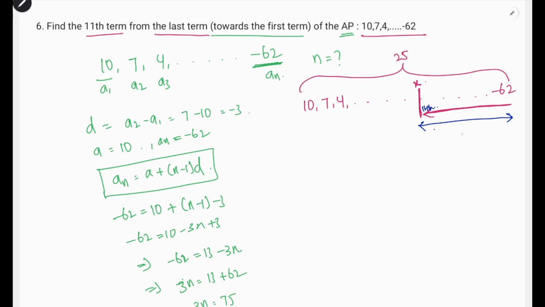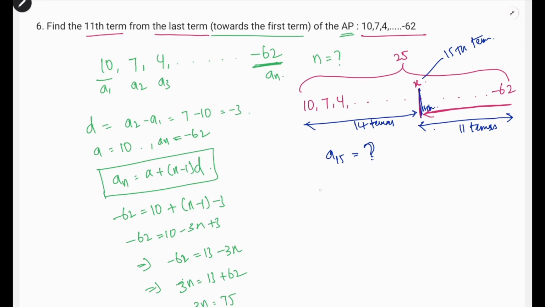Okay, now including this x, there are 11 terms, right? There are 11 terms, and out of 25 there are 11 here, and what are the remaining? It is 14 terms, right? So x is what? X is 15th term from the starting, right? So we need to find A15, 15th term from the starting.